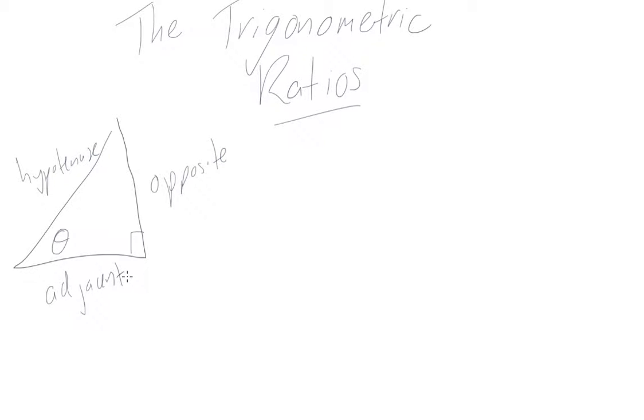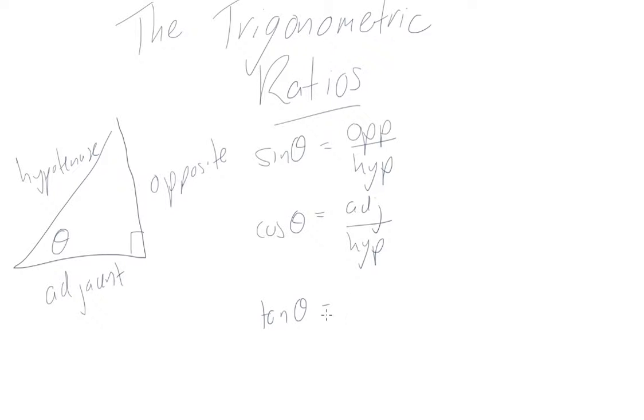You should know the first three trig ratios, those of sine, cosine, and tangent, or sine, cosine, tan. And for those ones, we have sine theta is opposite over hypotenuse. We have cos theta is adjacent over hypotenuse. And we have tan theta is opposite over adjacent.